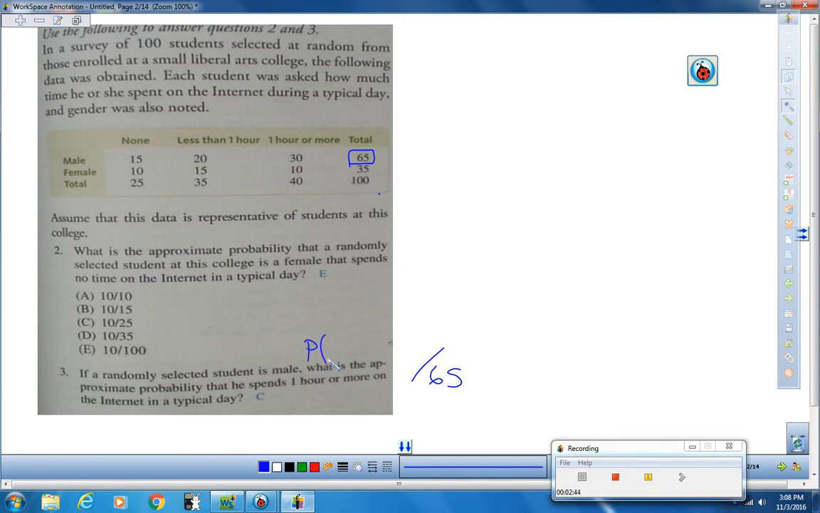So the probability of 1 or more, so I'm going to put greater than or equal to 1, given that we have a male, is equal to something over 65. Well, it's their intersection, the intersection of a male and 1 or more. So that's where we're going to use 30 out of 65. Okay, and that's where the answer C comes from in your textbook. So the answer to number 2 is E. More importantly, how did we get that? And the answer to number 3 is C. Again, more importantly, how did we get that?